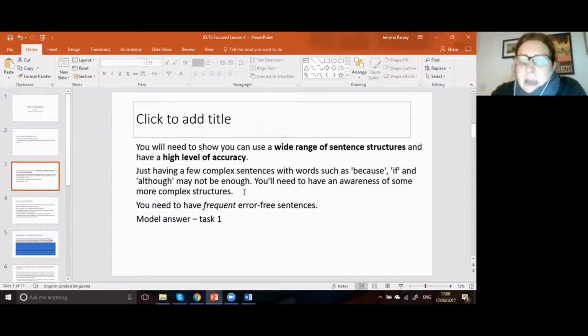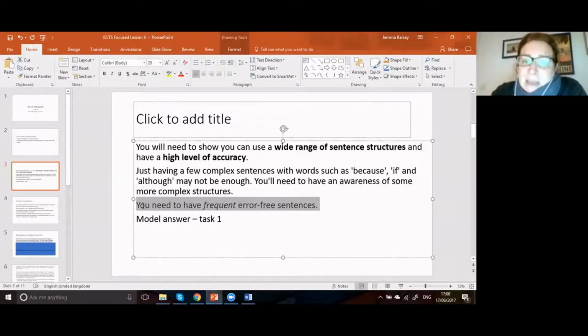You need to be using the compound, the basic, and different types of complex sentences. So that's what we're going to be looking at today. And then the need to have frequent error-free sentences.